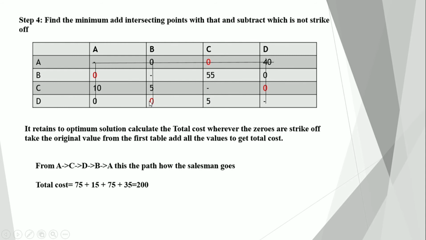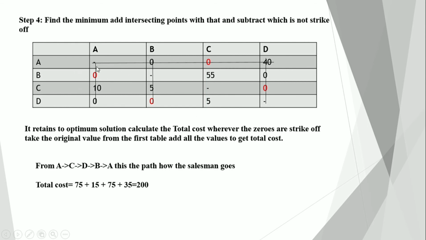Now we will go to column scanning. In this column there are double zeros, again we will ignore. In this column we have 2 zeros, again we will ignore, and in this column we have only a single 0, so we will strike off this row. Because we haven't reached the optimal condition yet, we will again do the row scanning and column scanning.